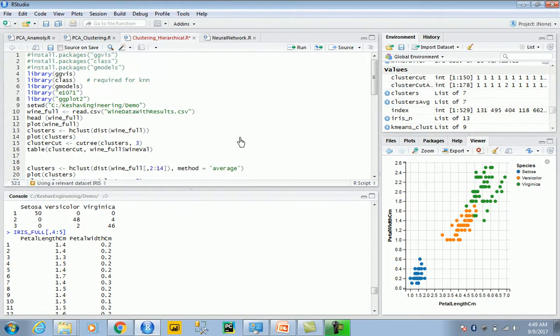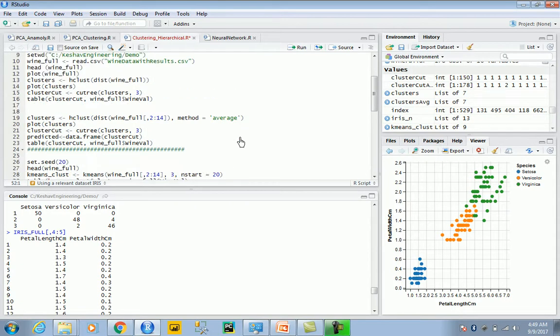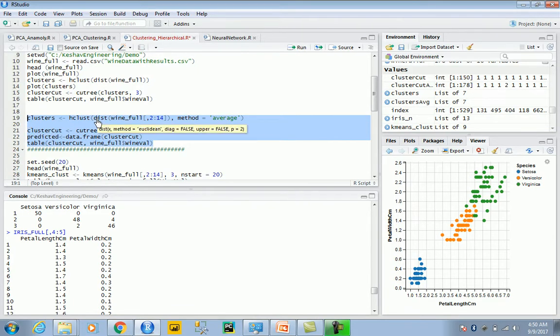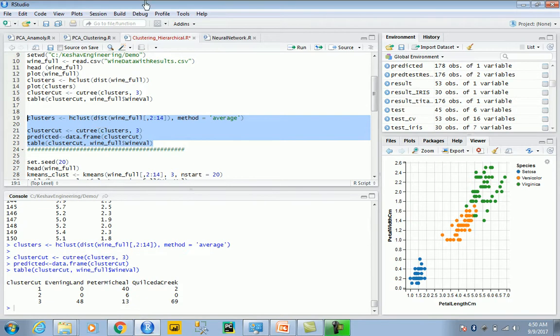Going by the same example that we had, we are going to use hierarchical clustering here. We are going to use an average method for the wine, and we are trying to cut this cluster at level 3, and then predict the value of the scored value against the calculated cluster. If you can see here, we have 3 different samples of wine: Evening Landing, Peter Michael, and Chalcedon Creek.